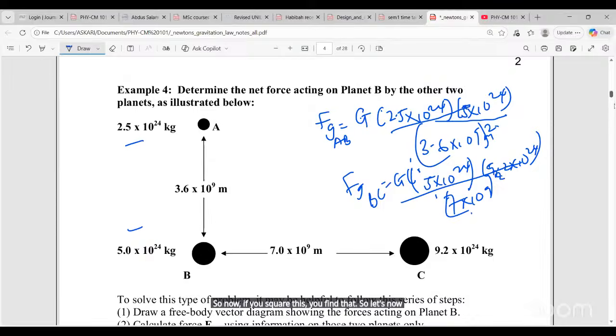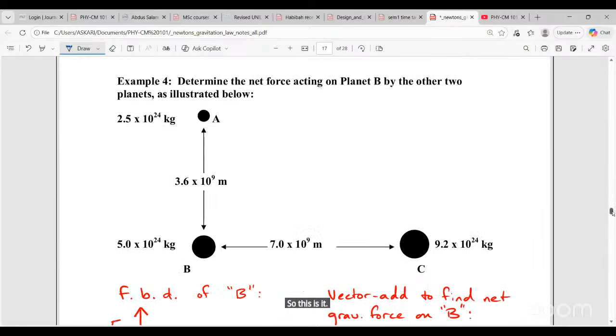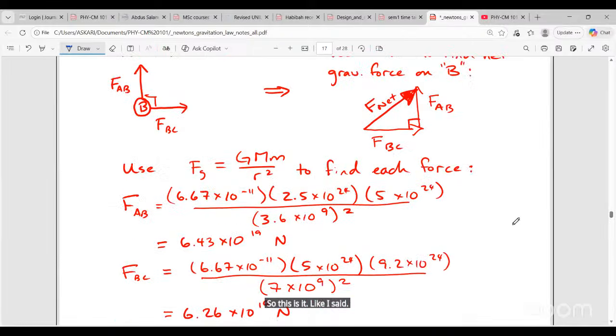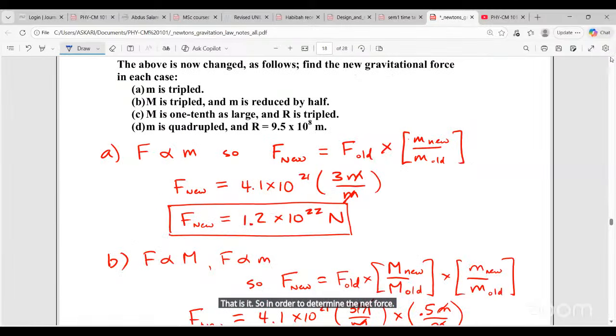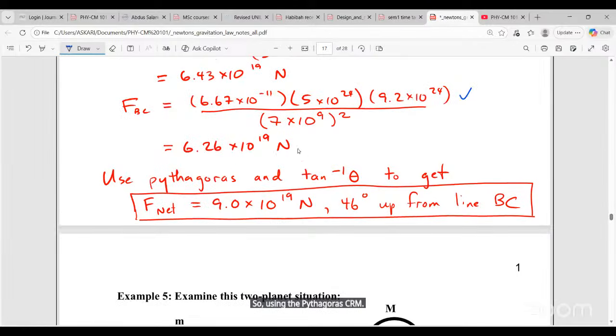So let's now go to see what happened. So this is it. Like I said, for AB, BC. So when you now have that, you then find the net force. This is it. That is it. So in order to determine the net force, using the Pythagoras theorem, you can determine that. Arctan, since you know this, you know this. So I hope it is clear.